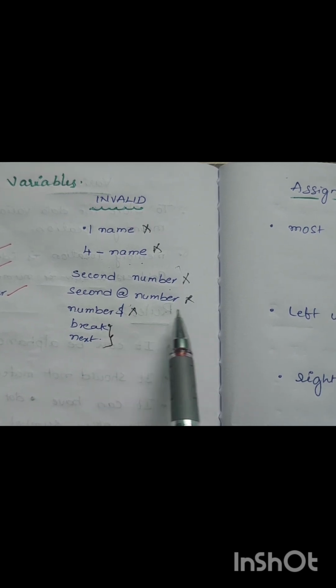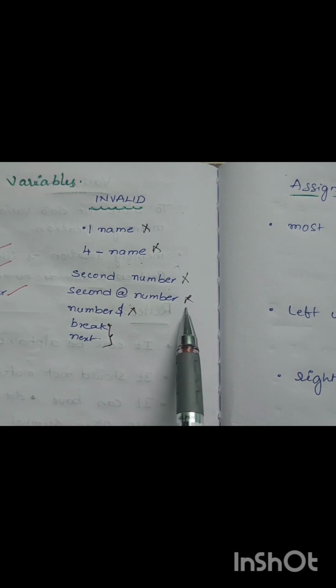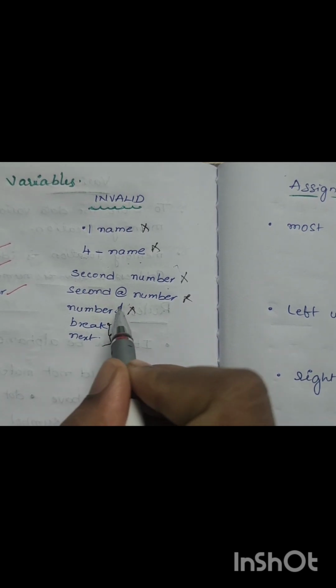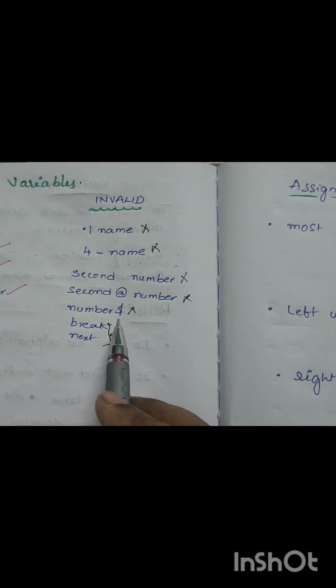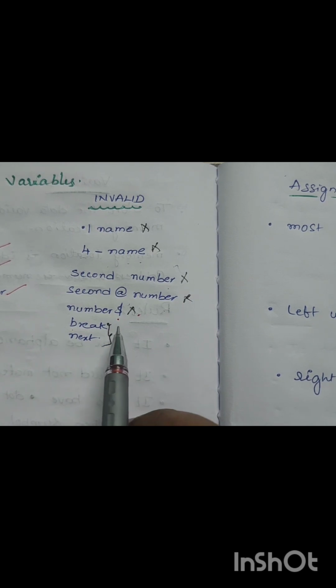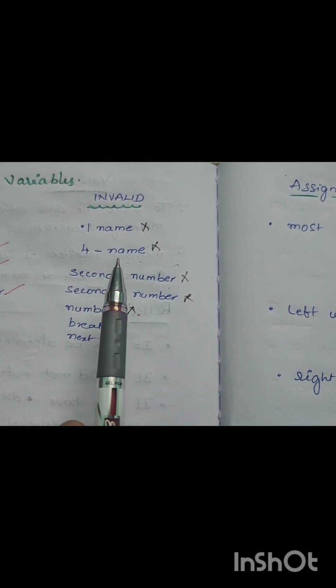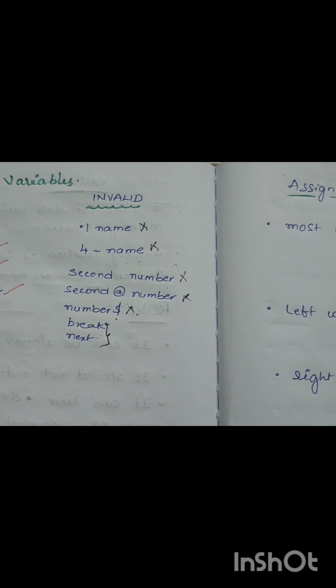Second@number: the at-the-rate symbol is not allowed in R programming. And then number$: the dollar symbol is not valid in R programming. Next, break and next are also invalid variables, because break and next are keywords, so we should not use keywords as variables. These are the reasons these are invalid variables and these are the valid variables.